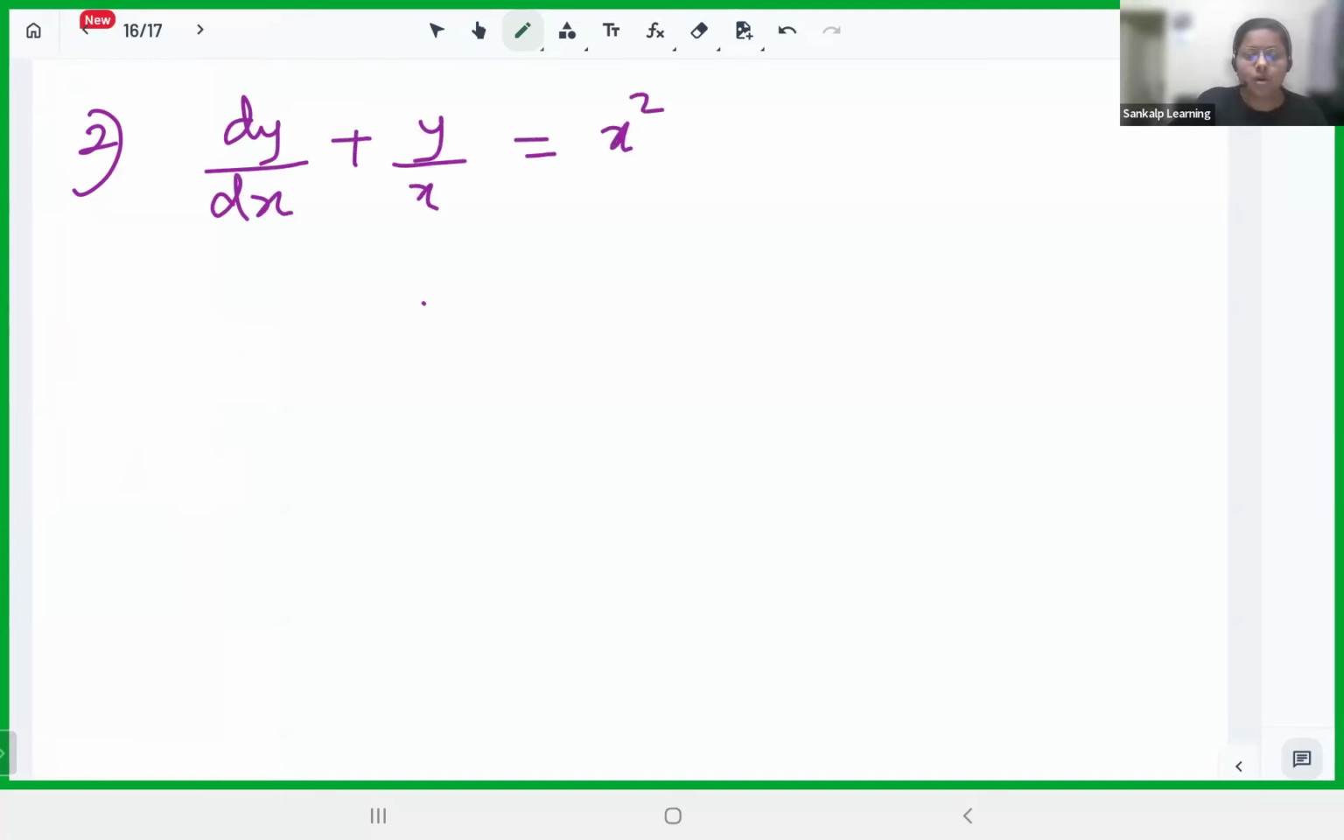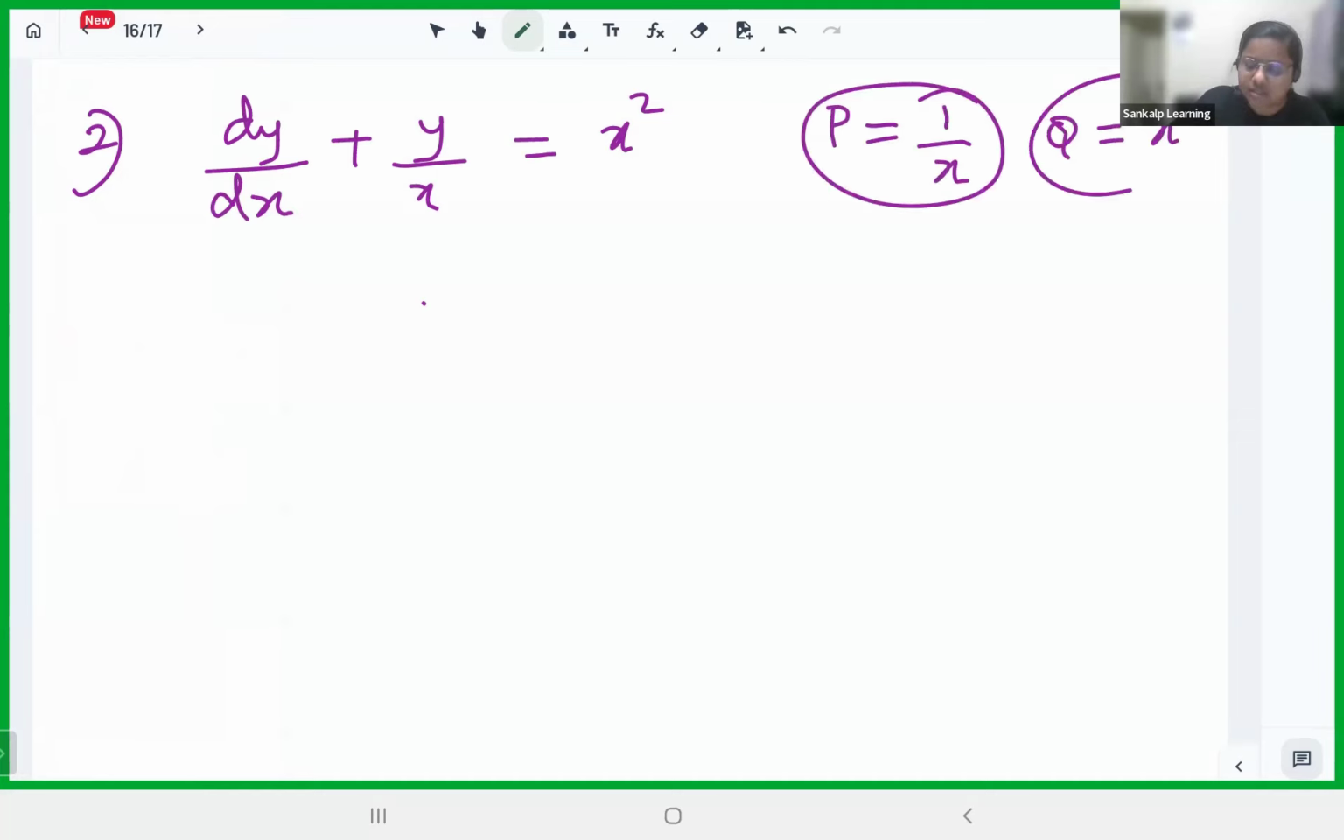We'll do 2 more problems from that section. The second question is solve dy by dx plus y by x is equal to x square. Here it is of the form dy by dx plus py equal to q. What is p? P is equal to 1 by x and q is equal to x square. Both are functions in x.